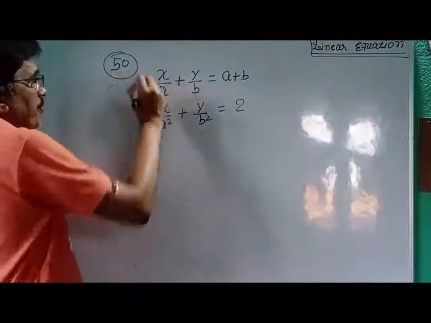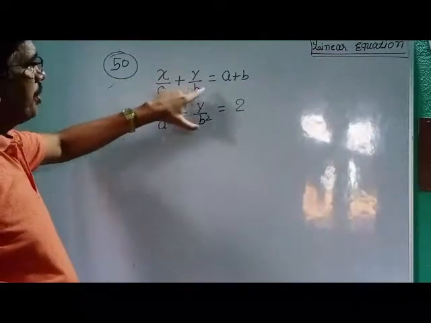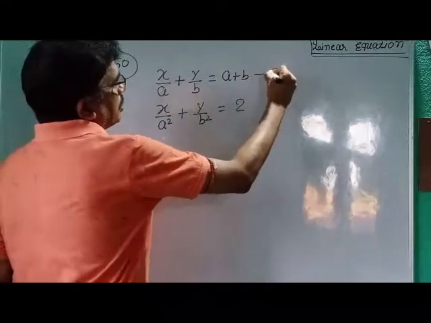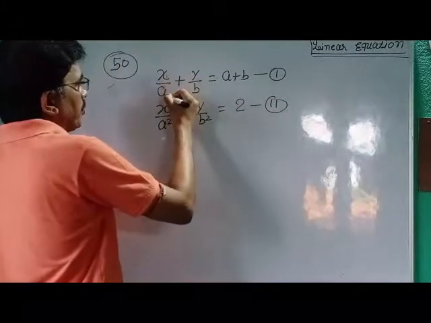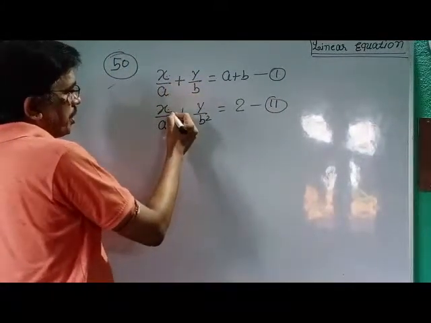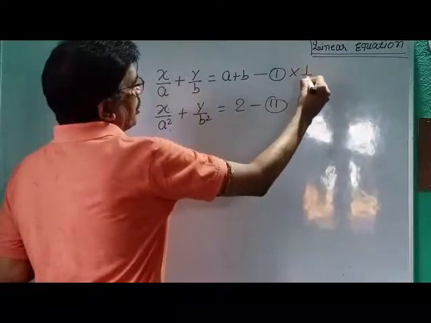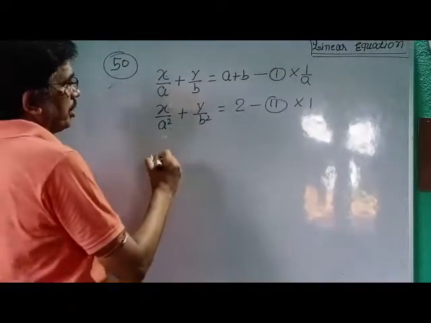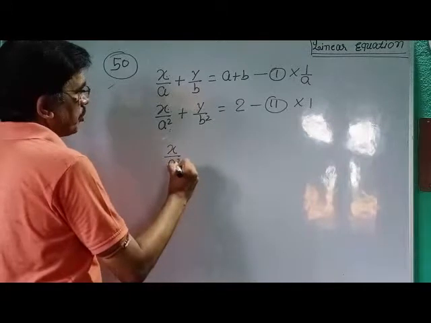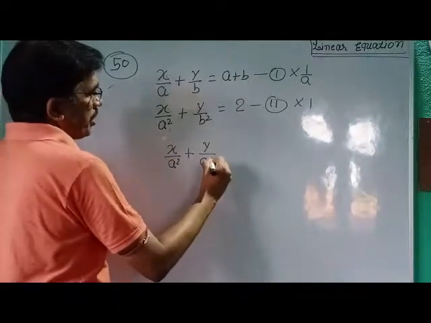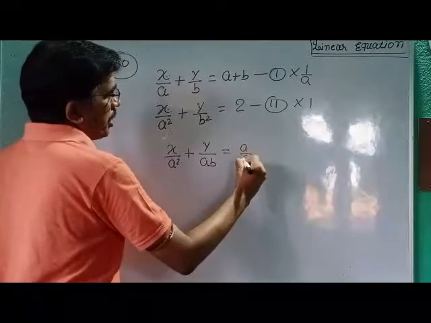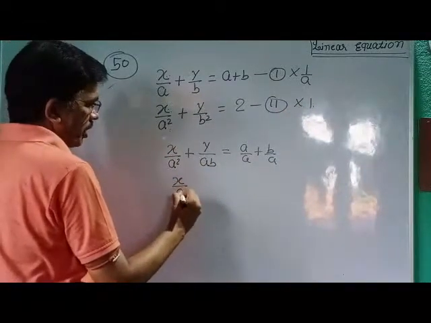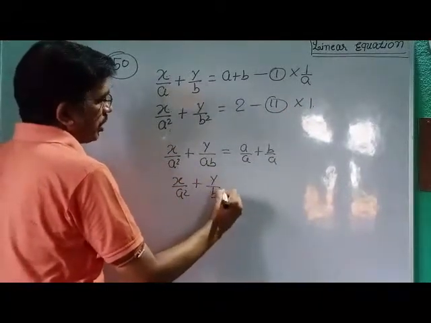Now see question number 15. Here is x/a + y/b = a + b, and x/a² + y/b² = 2. It is the first equation and it is the second. Here in x/a the coefficient is 1/a, and here in x/a² the coefficient is 1/a². So dear student, multiply the first by only 1/a, and the second by only 1. Then a into a, you get a². So you write x/a² + y/ab = a/a + b/a. Here multiply by 1, then you get x/a² + y/b² = 2.